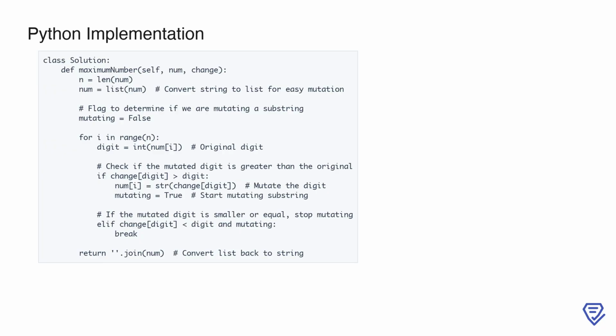5. If the mutated value change, digit, is greater than the original digit, we replace it in the list and set mutating to true, indicating we have started mutating a substring. 6. If the mutated value is smaller than the original and we are already mutating, i.e., mutating is true, we break out of the loop because mutation cannot restart once stopped. 7. After completing the loop, the list number is converted back to a string using join and returned as the result. This approach ensures that we maximize the number according to the problem's constraints while adhering to the rules of contiguous substring mutation. It has a time complexity of O(n), as we traverse the string once.